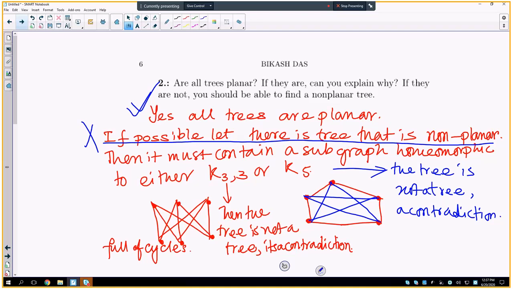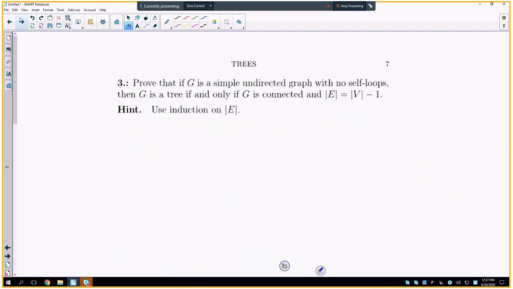Okay, so we'll carry on to our next example. And this is the example that I already said that I'm going to do.